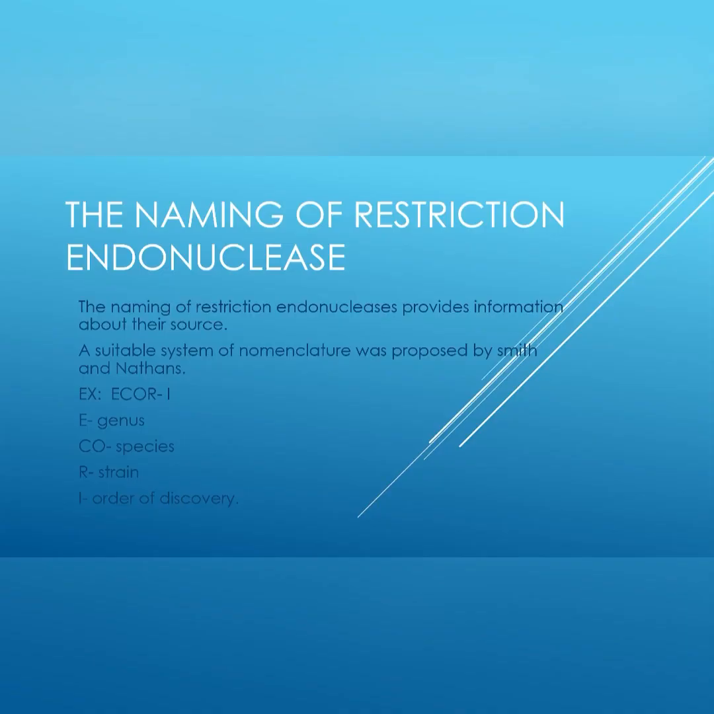Today's final topic is the naming of restriction endonucleases. The naming of restriction endonucleases provides information about their source. A suitable system of nomenclature was proposed by Smith and Nathans.